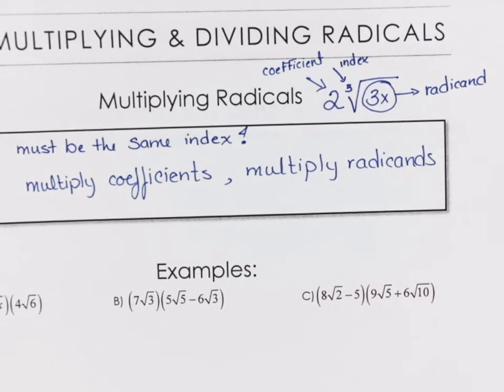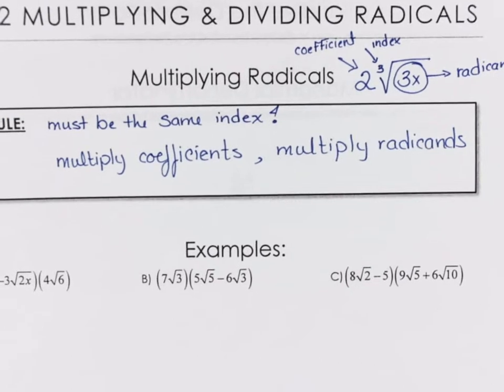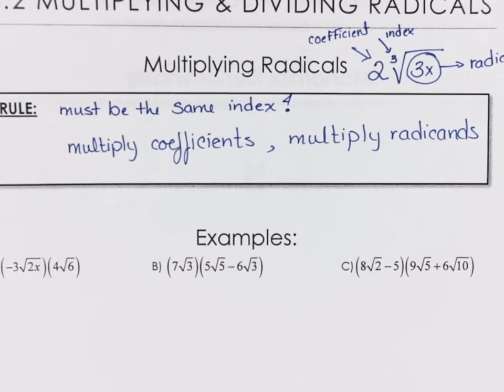So not a ton of rules, but they have to be the same index, multiply coefficients, multiply radicands, call it done. So it's like multiplying is really nice. It's not super complicated, but with that being said, you do have to remember your exponent rules, things like that. And anyway, we'll get into it.